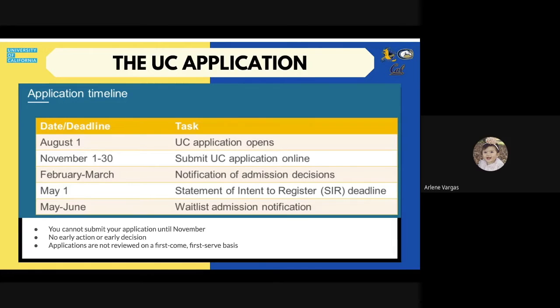You will be notified of the school's admission decisions between February and March. This is when the school will let you know whether or not you're accepted. And then May 1st is another important date because this is when you have to submit your statement of intent to register. So this is when you have to commit to the school that you are going to. Okay, so that's an important timeline.